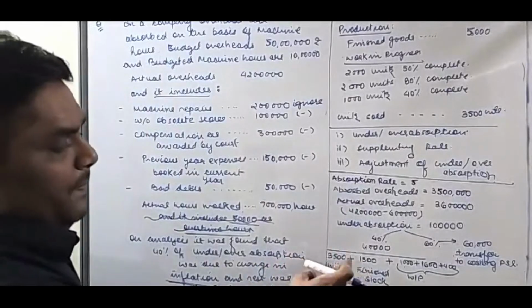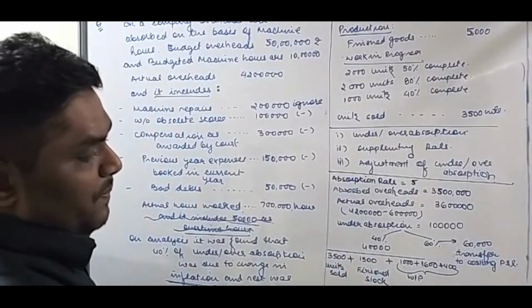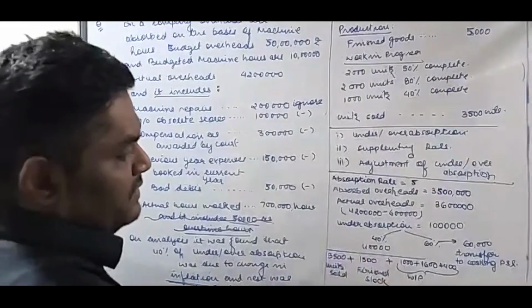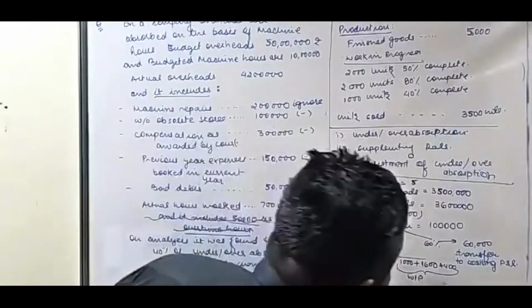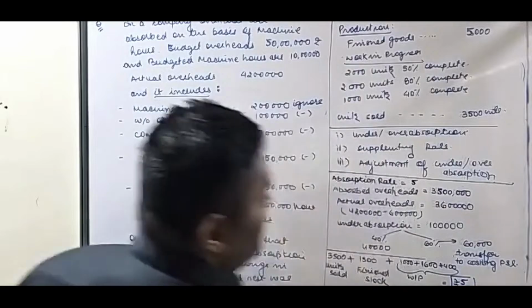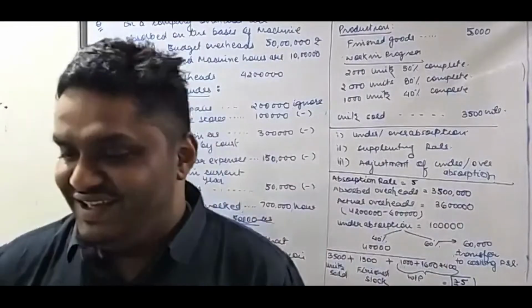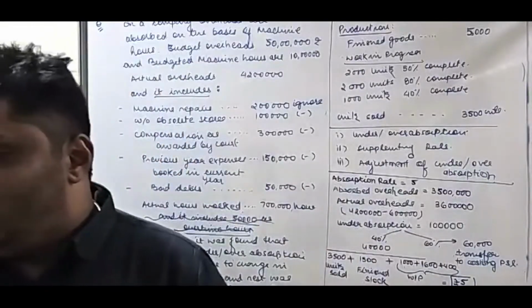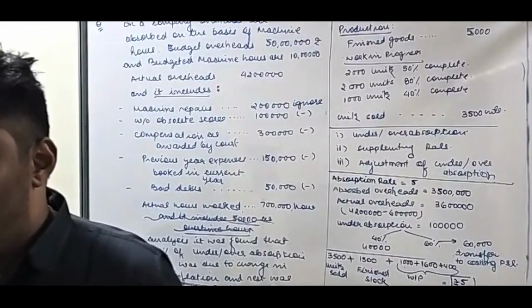So finally, we can calculate the supplementary rate, that is 5,000 plus 3,000, 8,000. 40,000 divided by 8,000. So rupees 5 will be my supplementary rate. If you guys have any doubts in this part, please post your answers.